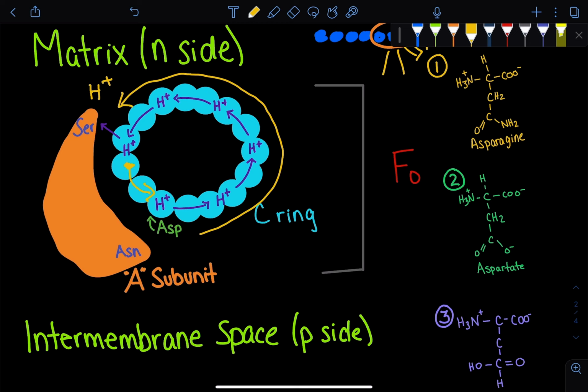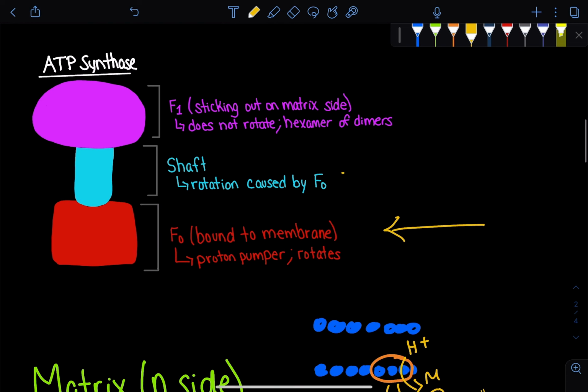So it happens on F0, and we can see F0 is, as a result, rotating. And this rotation of F0 causes the rotation of the shaft, and as a result, the rotation of the shaft causes the conformational change in F1, where we see the production of ATP.